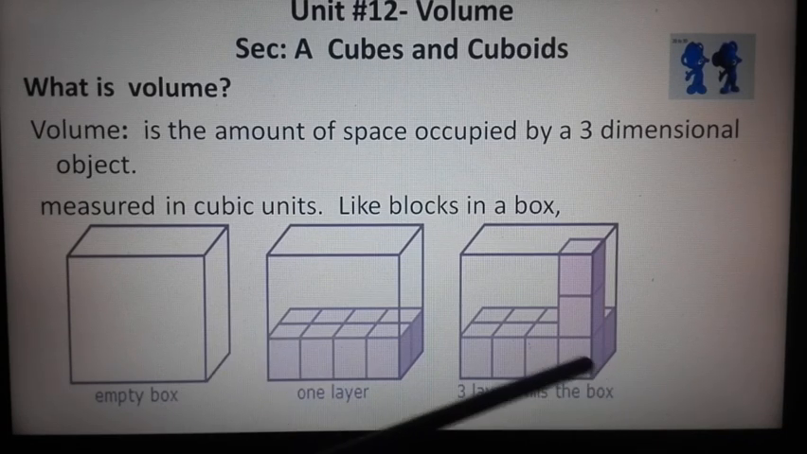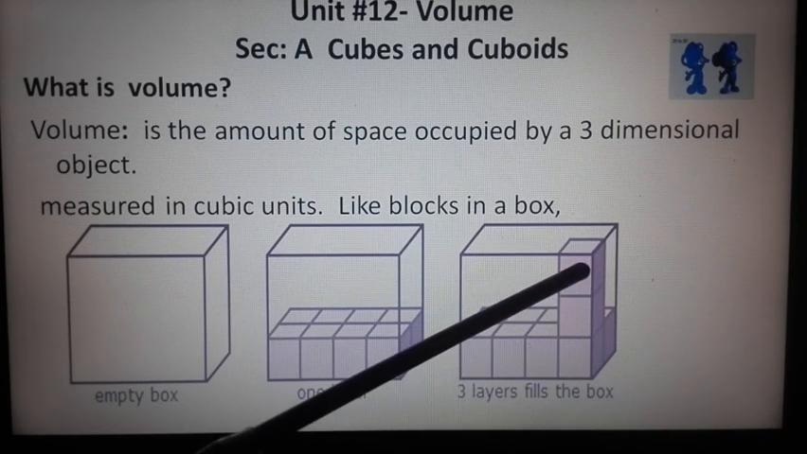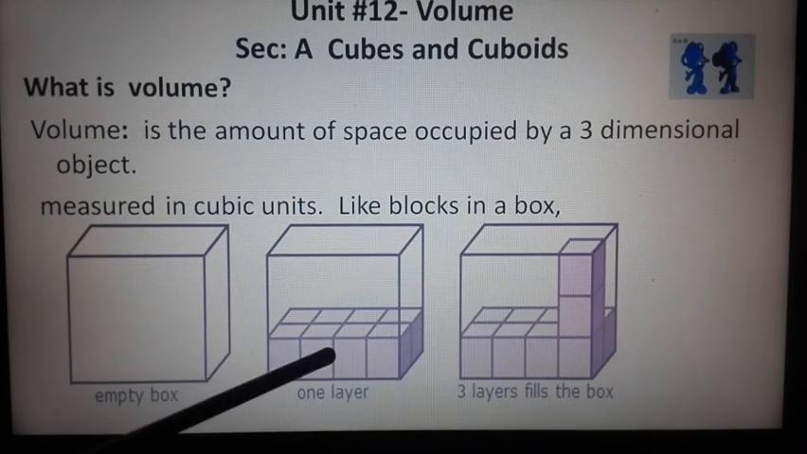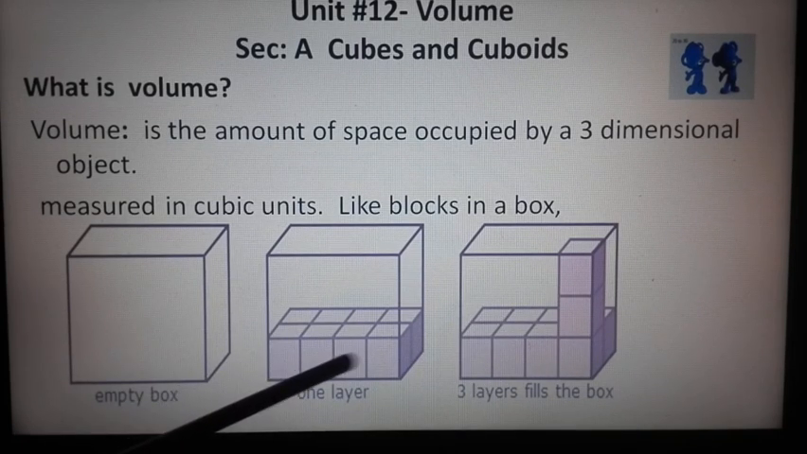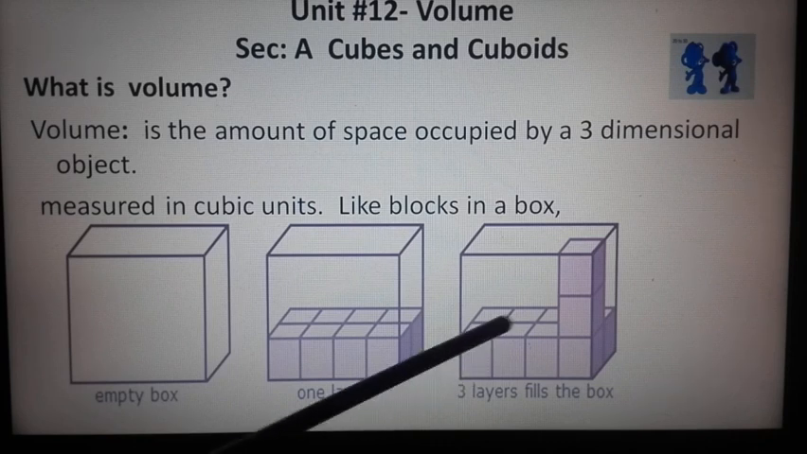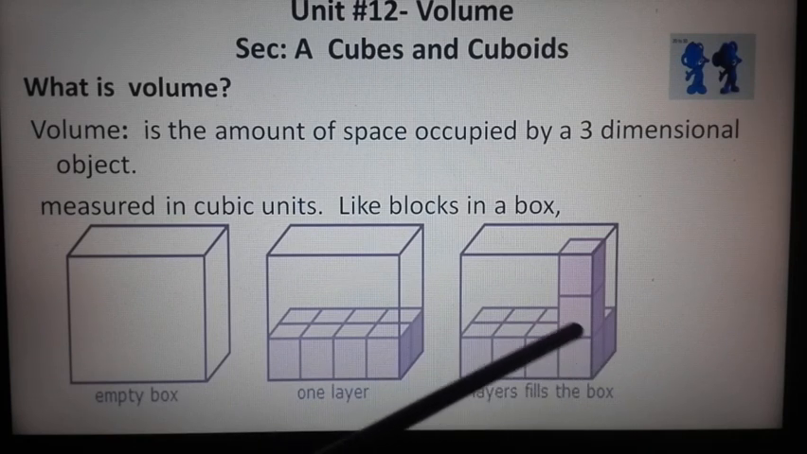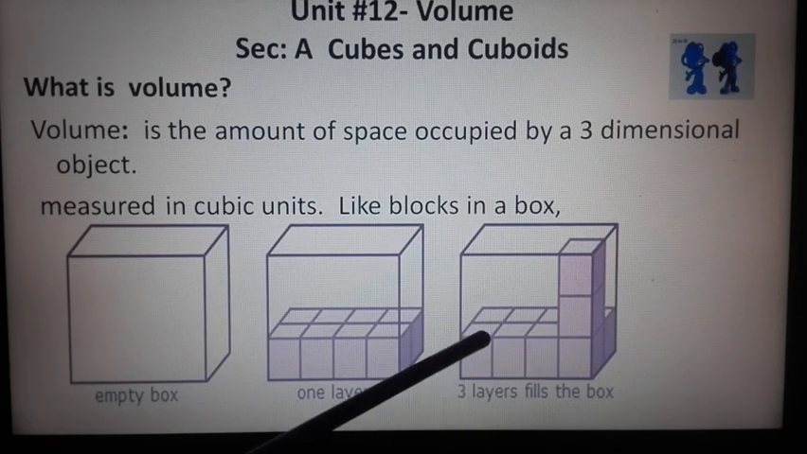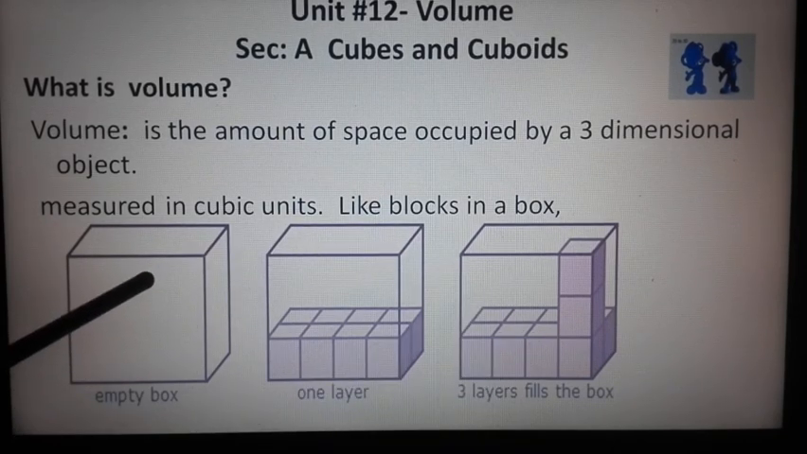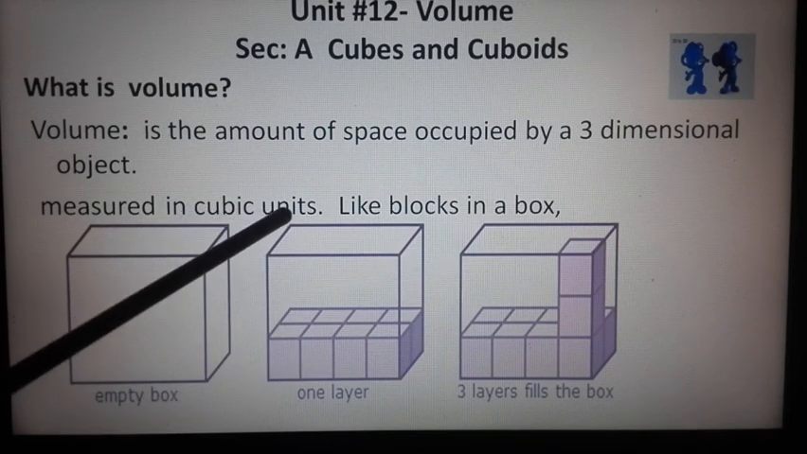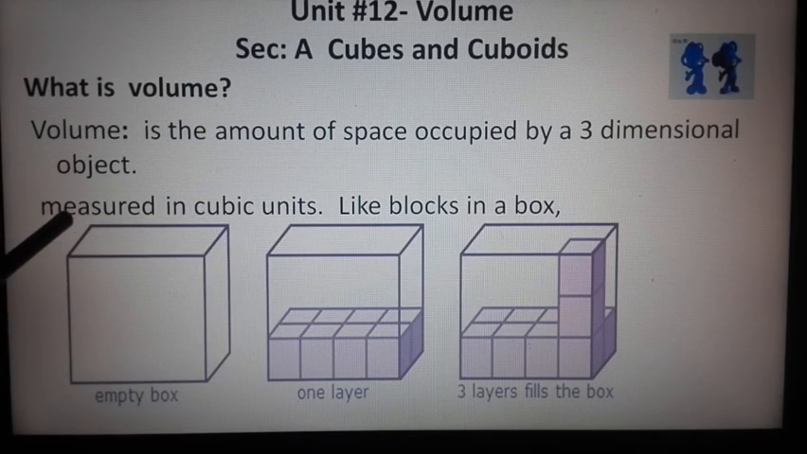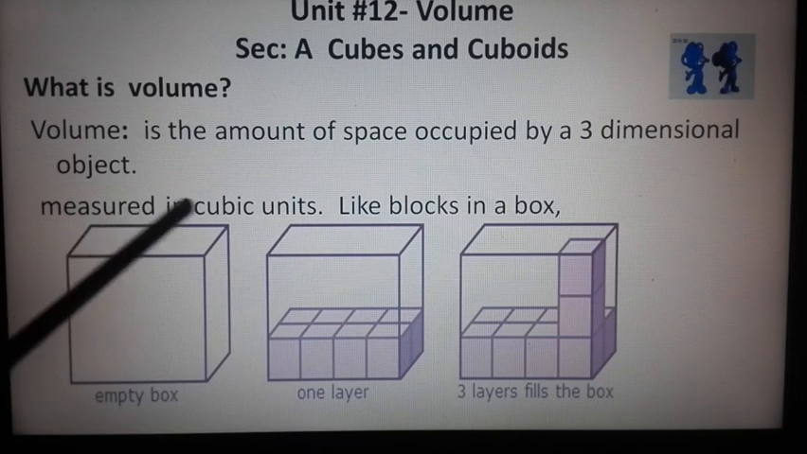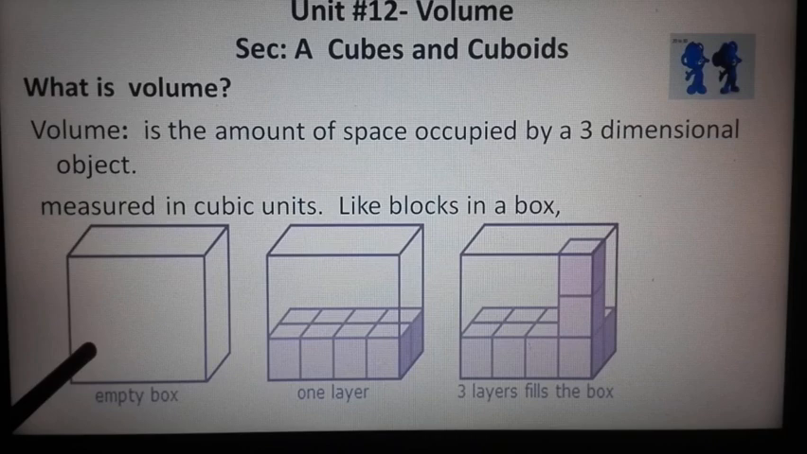Like this, we can arrange 3 layers of cubes. In one layer, 8 cubes are there. Like this, 3 layers means 3 multiplied by 8 is equal to 24 blocks or 24 cubes. So the volume of this box is 24 cubic units. Here it is already mentioned that volume is measured in cubic units.